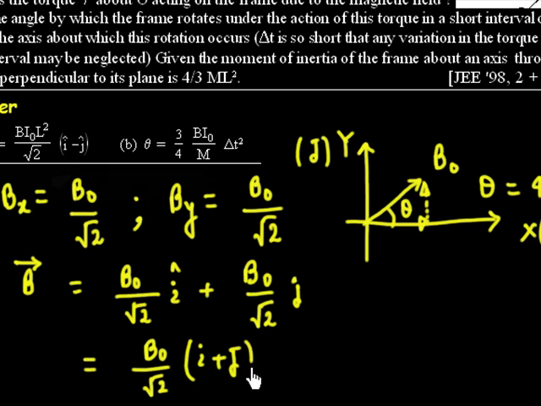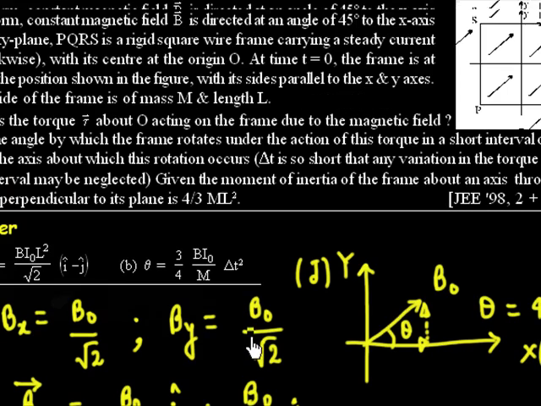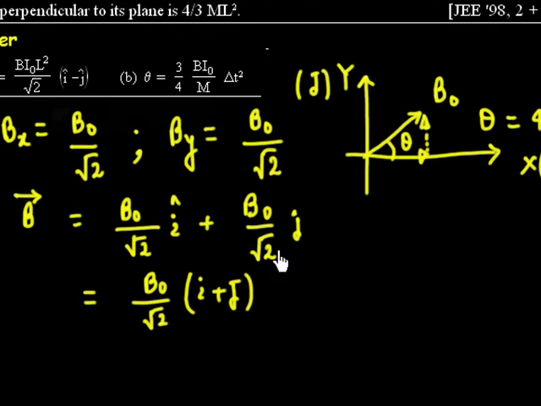Simple. Now the question says at t equals 0, the frame is positioned as shown in the figure. And the mass of this frame is m. Each side of the frame has mass m and length l. So this length is L, this length is L, so this is a square. What is the torque about O acting on the frame due to the magnetic field? So we have to find torque about O. So what we have to find? Torque about O.